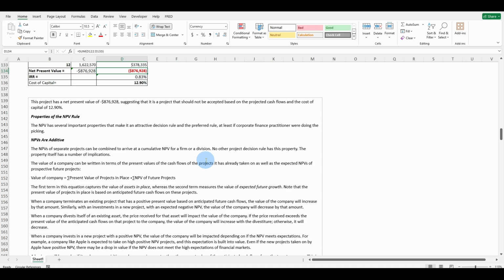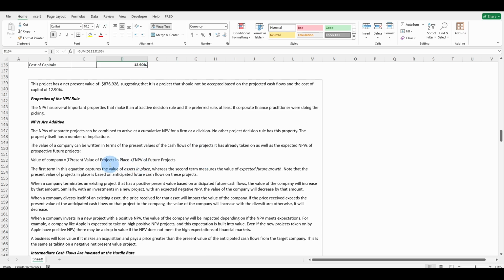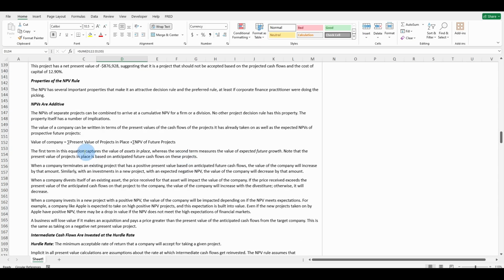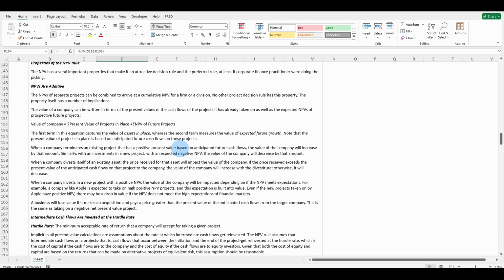The property itself has a number of implications. The value of a company can be written in terms of the present values of the cash flow of the projects that it has already taken on, as well as the expected net present value of prospective future projects. The value of the company equals the summation of the present value of projects in place plus the NPV of future projects. The first term in this equation captures the value of assets in place, whereas the second term measures the value of expected future growth. That's what this is all about, determining the future growth.